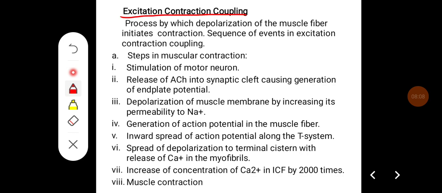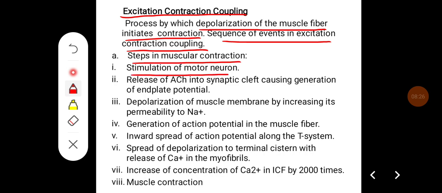The steps of excitation contraction coupling. The process by which depolarization of the muscle fiber initiates contraction is excitation contraction coupling. The sequence of events in excitation contraction coupling are the steps involved in muscle contraction. In the beginning, there will be stimulation of the motor neuron that causes the release of acetylcholine into the synaptic cleft, causing generation of the end plate potential.